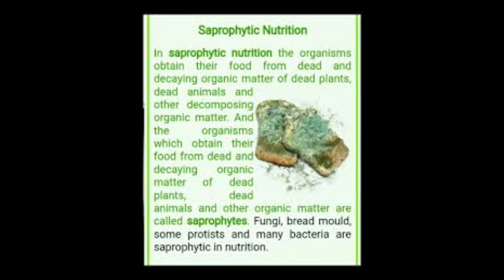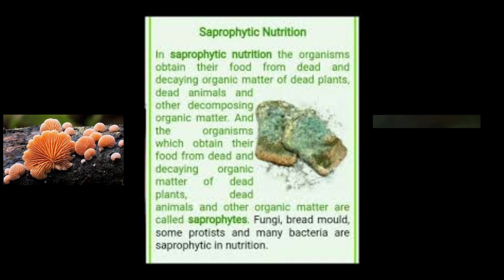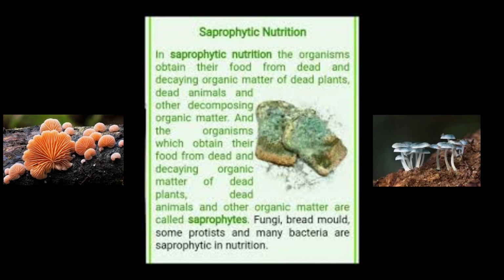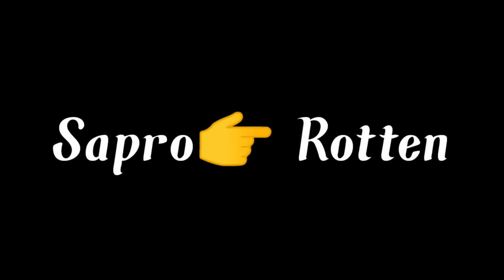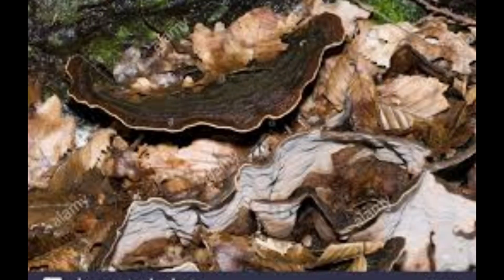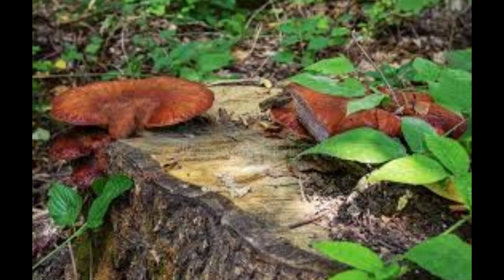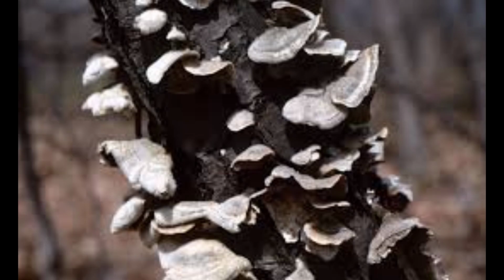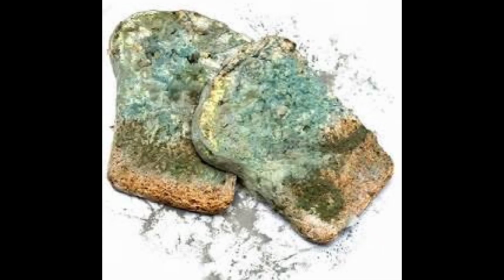Saprophytic nutrition is that nutrition in which an organism obtains its food from decaying organic matter of dead plants, dead animals and rotten bread, etc. Sapro means rotten, so a saprophytic organism draws its food from rotting wood of dead and decaying trees, rotten leaves, dead animals and household wastes like rotten bread, etc.